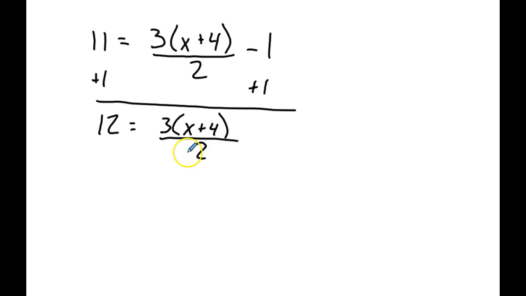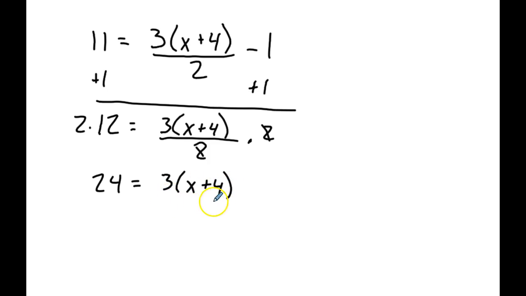Now, since on the right side of this equation, we're dividing this whole expression by 2, we should get rid of that fraction. And if we're dividing by 2, the inverse operation of that would be multiplying by 2. So we're going to multiply by 2 to both sides of the equation. So 2 times 12, we get 24, equal to 3 times the quantity of x plus 4.